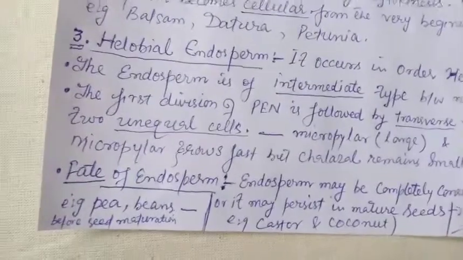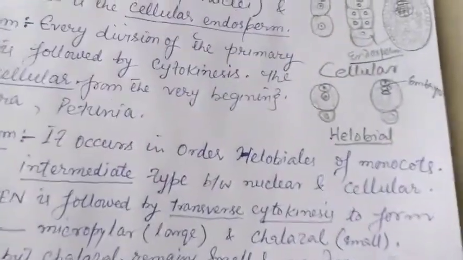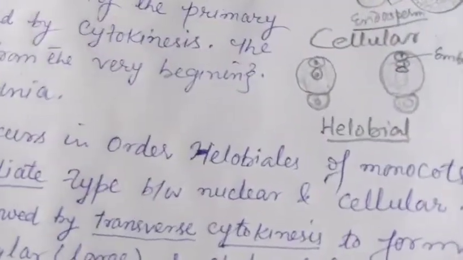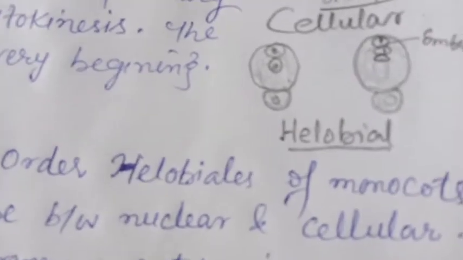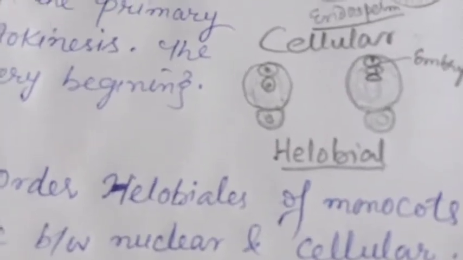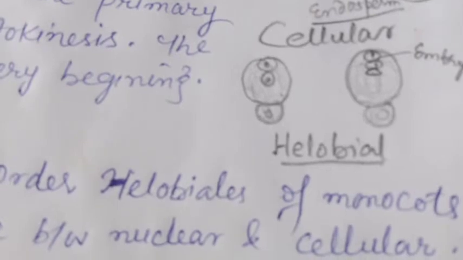Now the fate of the endosperm. This is the view of the helobial endosperm. The cell divides into two, the larger one the micropylar and the smaller one the chalazal, which may later degenerate.